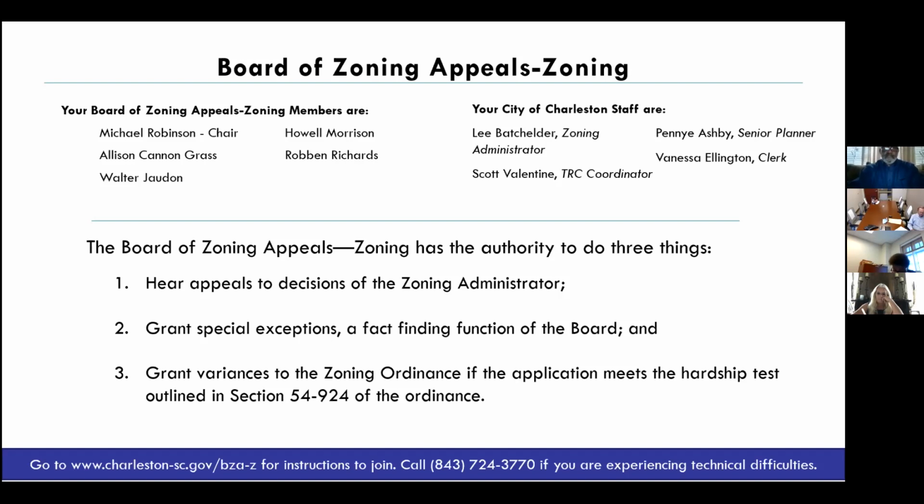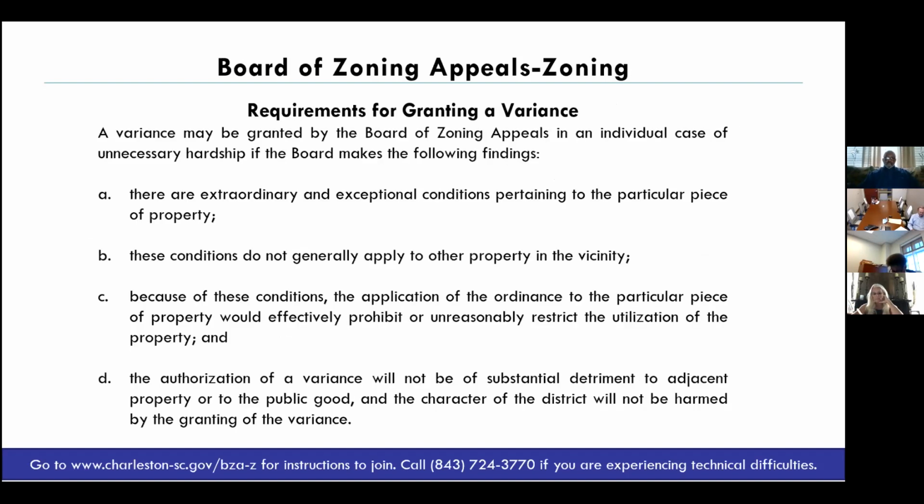For a variance to be granted, the Board of Zoning Appeals must make the following findings. A, that there are extraordinary and exceptional conditions pertaining to the particular piece of property. B, these conditions do not generally apply to other property in the vicinity. C, because of these conditions, the application of the ordinance to the particular piece of property would effectively prohibit or unreasonably restrict the utilization of the property. And D, the authorization of a variance will not be of substantial detriment to adjacent property or to the public good, and the character of the district will not be harmed by the granting of the variance.